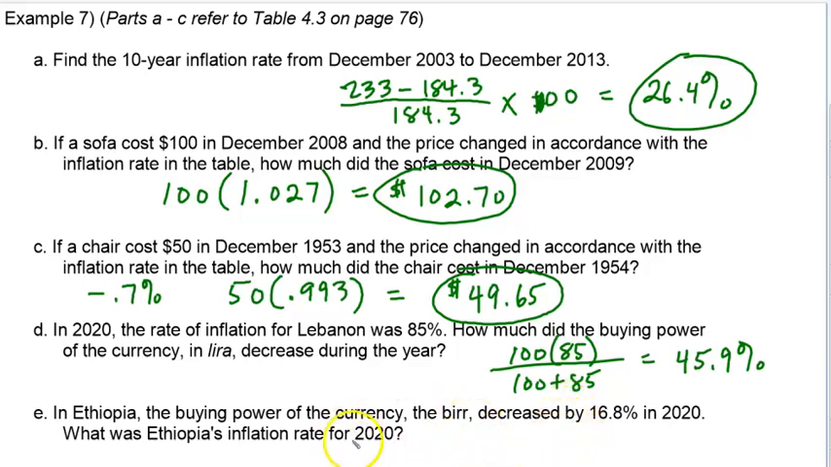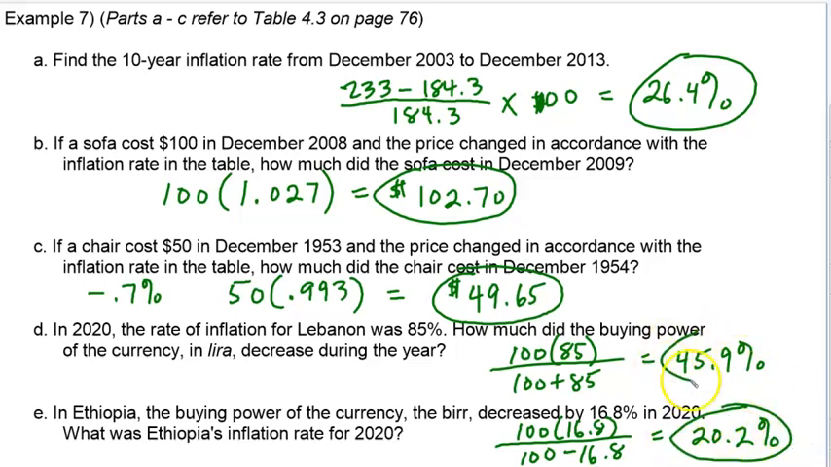So the final question here is, in Ethiopia, we're given the buying power. It decreased by 16.8%. What does that mean for the inflation rate? So this is that other formula where we do 100 times buying power divided by 100 minus buying power. And in our calculator, to the nearest tenth, that would be 20.2%.